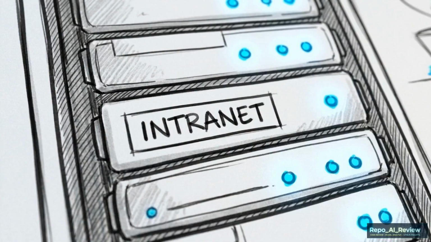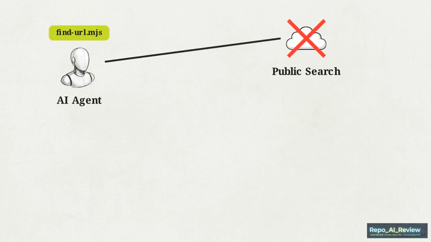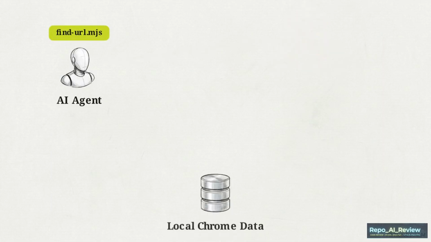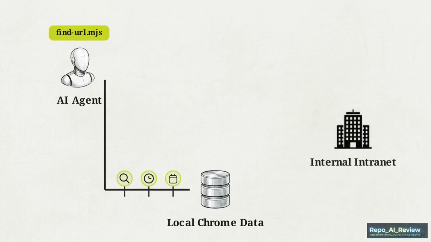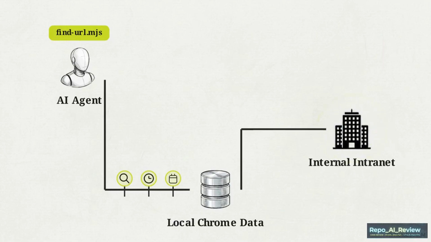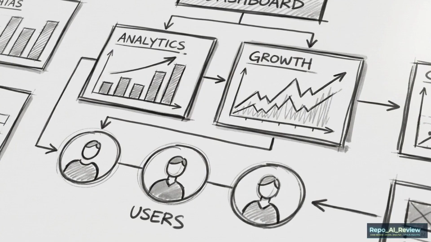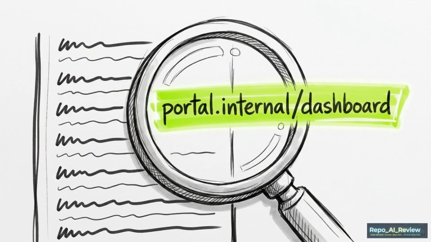The most immediate is the ability to index internal corporate systems. This diagram outlines how the web access tool handles internal routing via the find-URL script. Instead of public search, it scans your local Chrome bookmarks and history using specific keywords, timeframes, and visit frequencies. If you ask the agent to check the company HR system or a proprietary data dashboard, it can locate the exact URL from your history, even though those pages don't exist on Google.